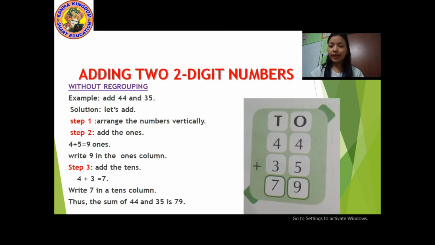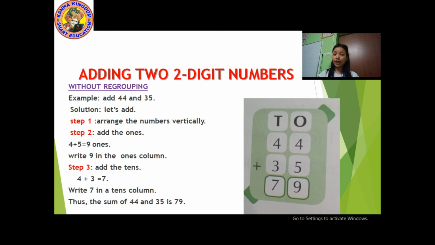After learning addition of a two-digit number with a one-digit number without or with regrouping, now we are going to learn about addition of two-digit numbers. That means there will be two two-digit numbers. Okay. For example, now we are going to solve one example, that is, add 44 and 35.